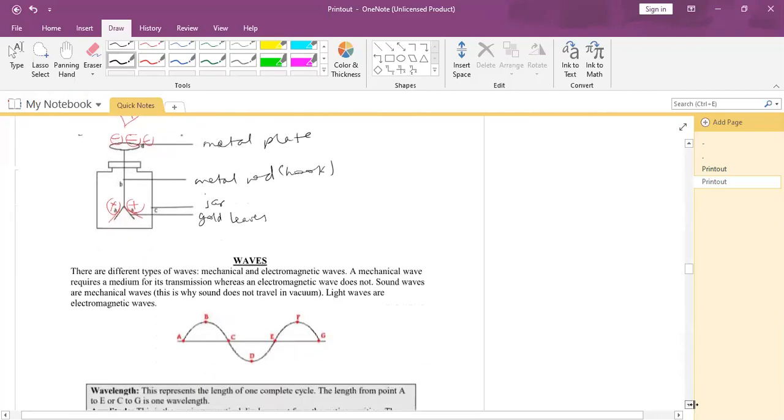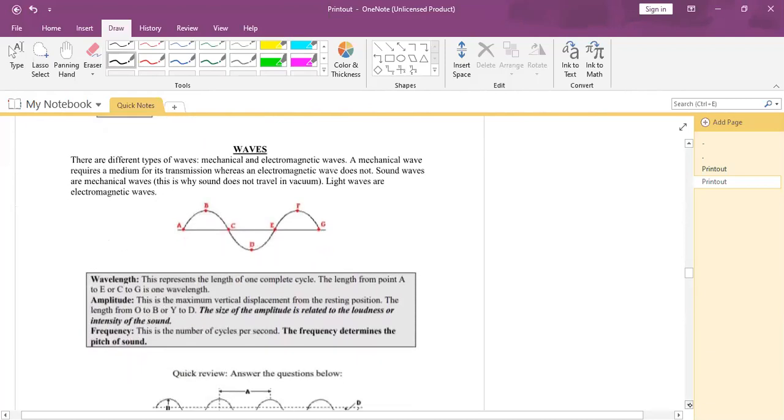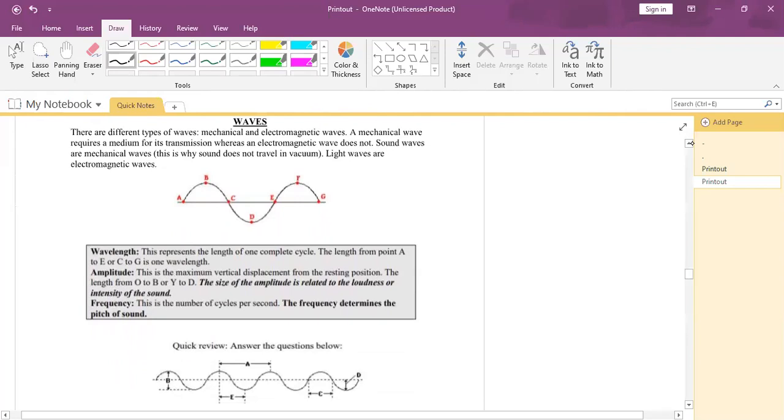Let's look at waves, very important to know this too. So let's talk about waves. There are different types of waves. There's one called mechanical wave, and then we have electromagnetic waves. What's a mechanical wave? A mechanical wave requires a medium for its transmission, whilst an electromagnetic wave does not. That means you need a material, some matter, for it to travel. Whilst an electromagnetic wave does not need a medium. Those are the two distinctions.